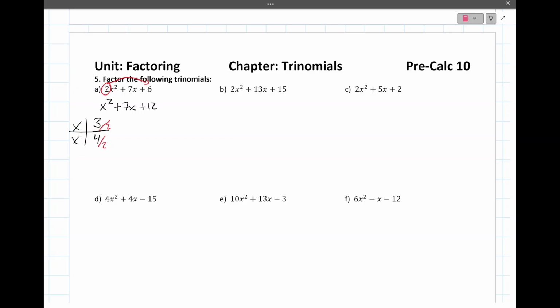Well, 4 divides by 2 nicely, so I'm going to get x plus 3 over 2, and I'm going to get x plus 2. But this over 2 here, I don't like fractions. We'll find out in a later math class why that just goes up front, but you can write it as 2x plus 3 and x plus 2. And we get the original thing back that we started with, right? So just something that we can keep in mind.